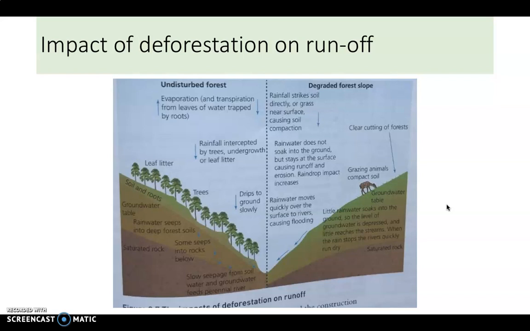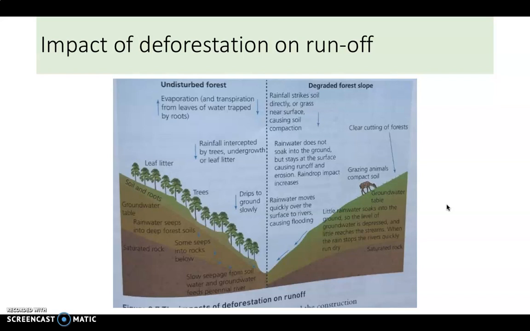Very obviously, the trees will absorb and intercept rain. They drip water to the ground very slowly. You're also going to get evaporation and transpiration from the leaves, which means that not as much water is getting down to the ground. You've got a very large surface area within those trees and leaves. The soil is bound together by the roots of the trees, so they almost protect it and they hold it together. And you can see underground, the characteristics are very different from the degraded forest slope.